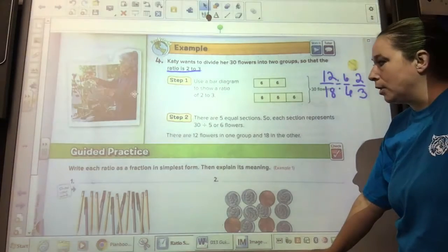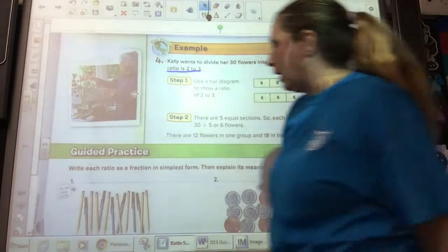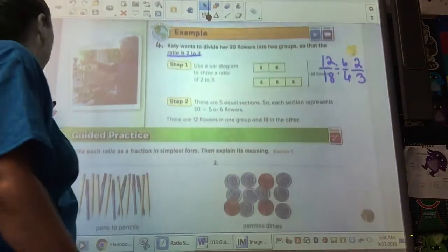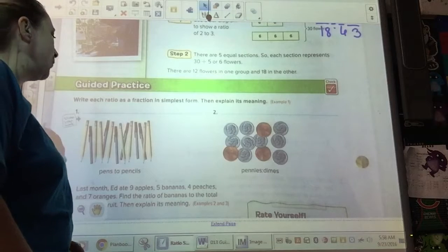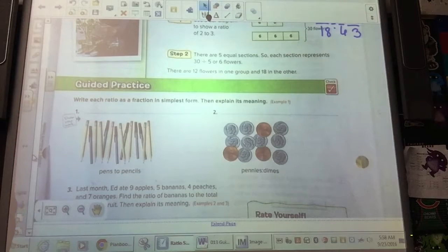All right, moving down to our guided practice. Okay, it says, first of all, we're just going to review writing a ratio as a fraction in simplest form. And it looks like we're doing pens to pencils. Now remember, if it's pens to pencils, you have to write it that way. Pens has to be listed first.